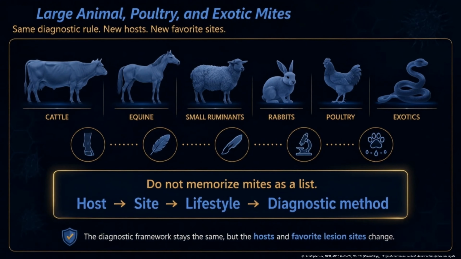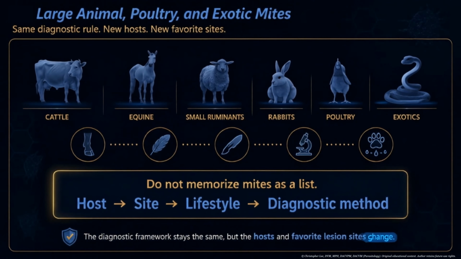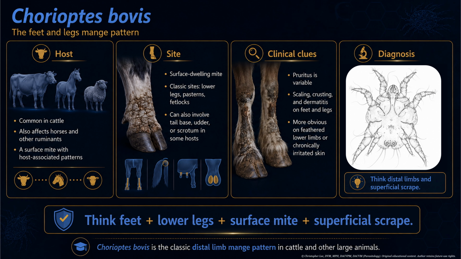Now we leave the dog and cat dermatology comfort zone and move into large animal, poultry, and exotic mites. Same diagnostic rule, new hosts, new favorite sites. Do not memorize mites as a list. Use the same pathway: host, site, lifestyle, diagnostic method. This is where feet, feathers, housing, skin folds, water bowls, cages, and the environment all become part of the diagnostic conversation. Chorioptes bovis is the feet and legs mange pattern.